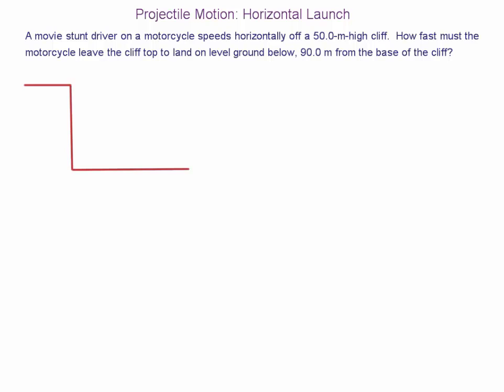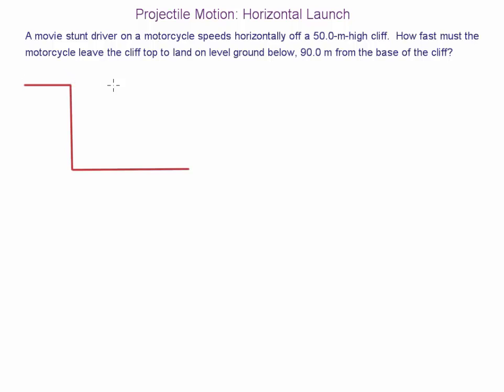Let's look at an example of projectile motion, and the simplest example would be one that has a horizontal launch. So in this example, let's go ahead and read it real quick. A movie stunt driver on a motorcycle speeds horizontally off a 50-meter high cliff. How fast must the motorcycle leave the cliff top to land on level ground below 90 meters from the base of the cliff?